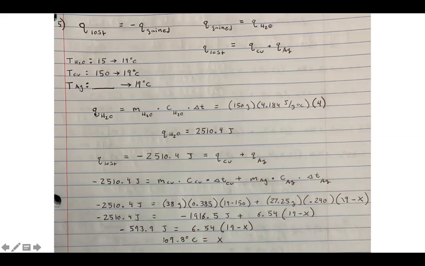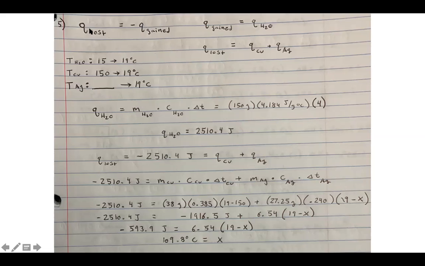Let's start with the heat of water, or the Q of water. The heat of water will be equal to the mass of water times the specific heat of water times the change in temperature for the water. So what's our mass of water? Well, it was 150 milliliters, which is 150 grams. So 150 grams, our specific heat, 4.184, and our change in temperature would be 4 degrees Celsius, since 19 minus 15 is 4. And when we solve for this, we find that the Q of water would be equal to positive 2,510.4 joules. And Q of water represents our gained heat.